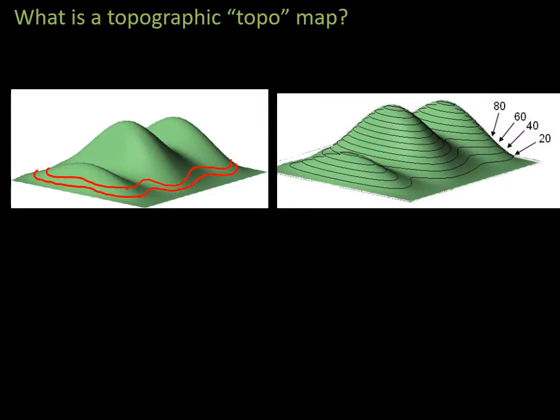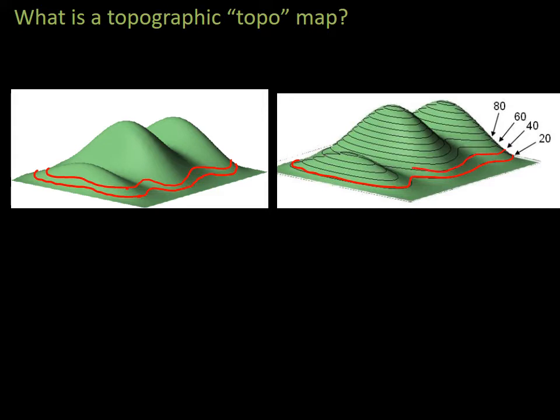Each of these lines, labeled here, you can think of as feet or meters above some baseline, like sea level. Each of these lines represents a path on the landscape at a constant elevation. If we were to walk along this line, you would never go up or down. You'd go sideways, but you'd never change your elevation. Everywhere along that line is at 20 feet above sea level. Everywhere along this line is 40 feet above sea level, etc.